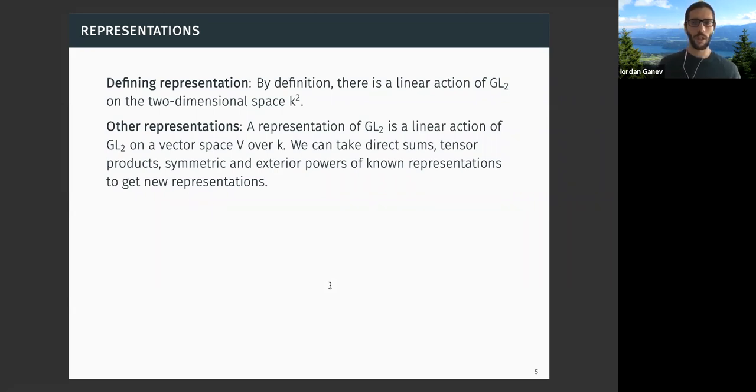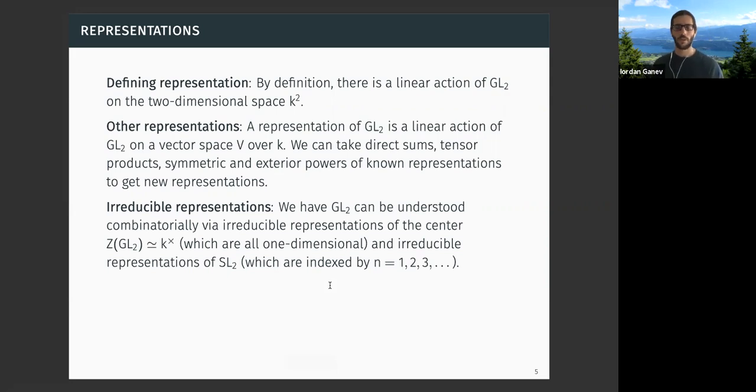And if we have a representation, if we have some collections of representations, we can build new representations by taking direct sums, tensor products, symmetric and exterior powers, and so forth. And we'll especially be interested in irreducible representations. So these are representations that can't be broken down into smaller pieces. So basically if we know the irreducible representations of a group, we know a lot about the group itself. And for GL2, these can be understood combinatorially in terms of irreducible representations of the center, which are just scalar matrices, and irreducible representations of SL2, which are indexed by the positive integers. So we'll be interested in classification results for irreducible representations of algebraic groups.